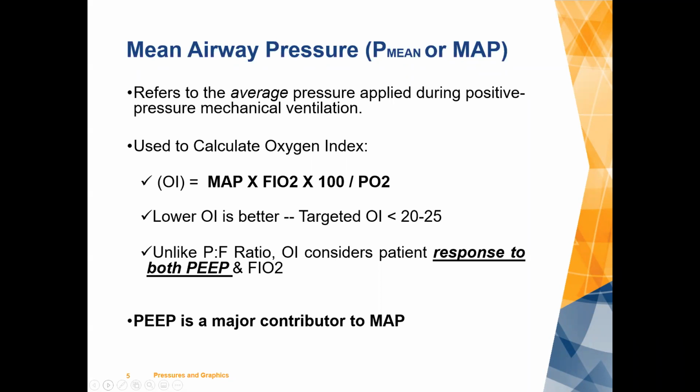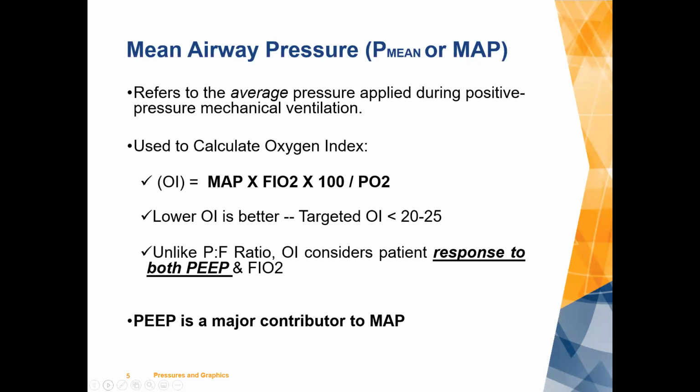Okay, and some of those other measurements are on this slide here. So mean airway pressure refers to the average pressure applied during positive pressure mechanical ventilation. It's one of the major components to calculate what we call oxygen index, or OI. Terry may have gone over some of this. I know he gave a good presentation on ARDS, so I'm sure he has gone over some of this as well. But the OI, oxygen index, is the mean airway pressure times the FiO2 times 100 over the PO2. And just order of magnitude, a lower OI is better. The target would typically be less than 20 to 25.